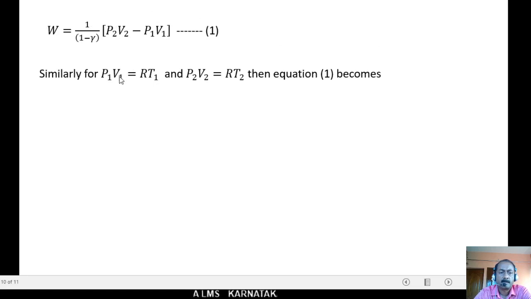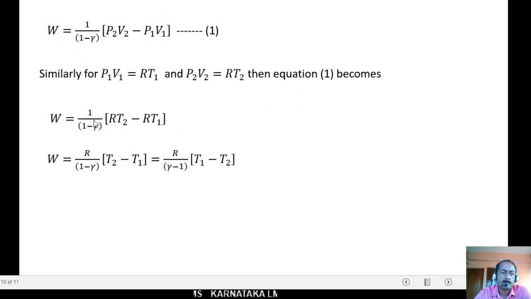Similarly, for P1 V1 equals RT1 and P2 V2 equals RT2, equation 1 becomes W equals 1 upon 1 minus gamma into RT2 minus RT1. And on further simplification, take R outside, that means common, that is R divided by 1 minus gamma into T2 minus T1 equals R divided by gamma minus 1 into T1 minus T2.